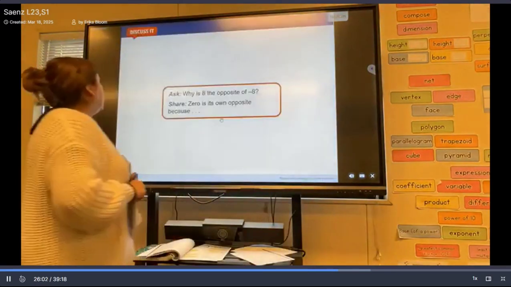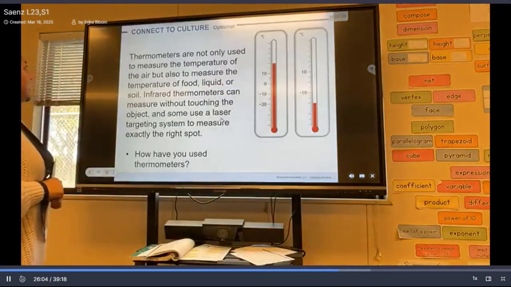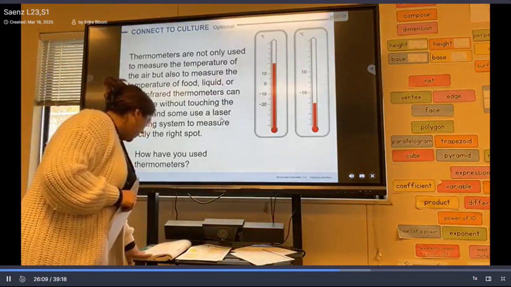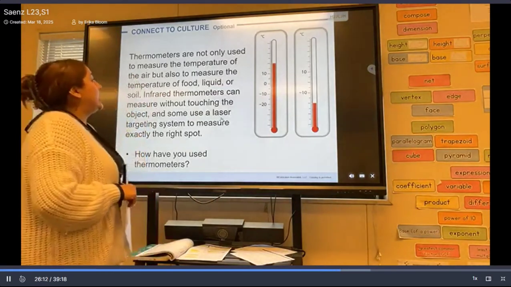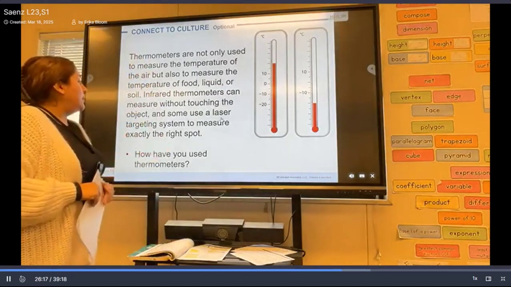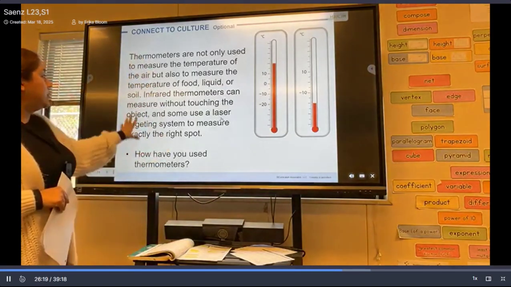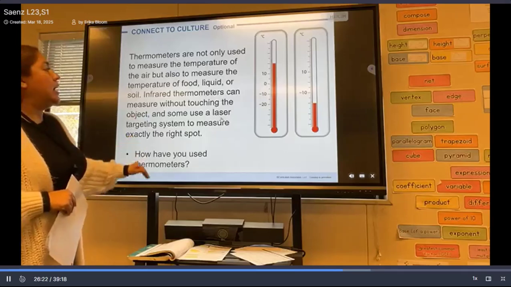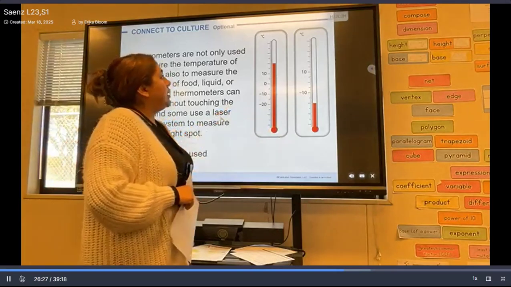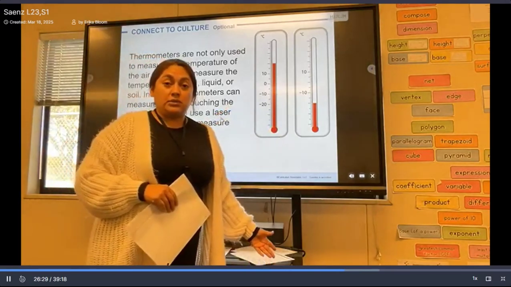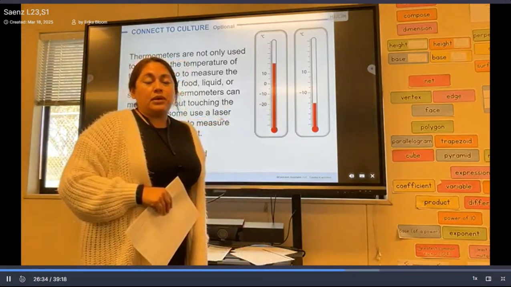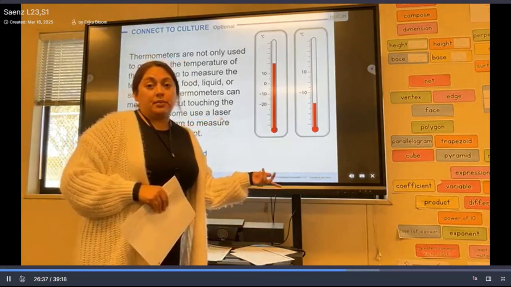All right. This one is still part of problem number 5. It is still on page 544. So connect to the culture. Take a moment and read this. What I want you guys to do is, once you read about what thermometers are, I want you to quick notice and wonder. What do you notice about these thermometers? What are some similarities? What are some differences? And we're going to use this diagram to be able to do the next problem, number 5.